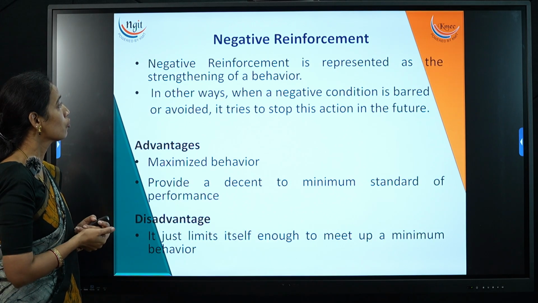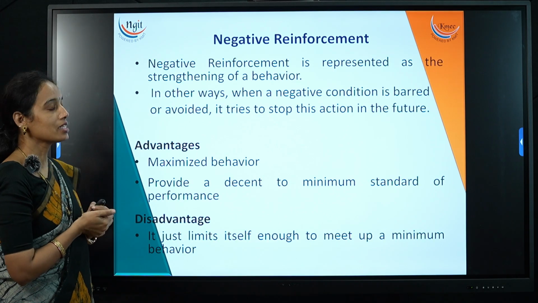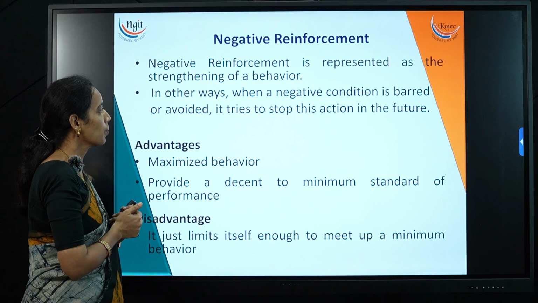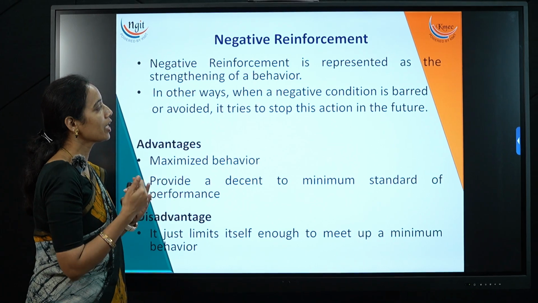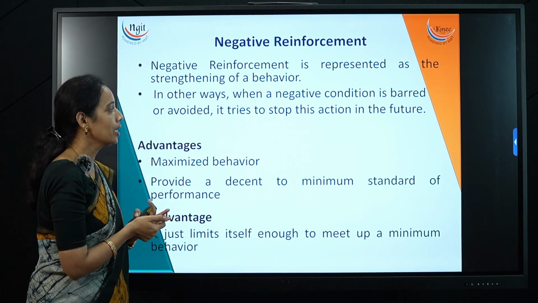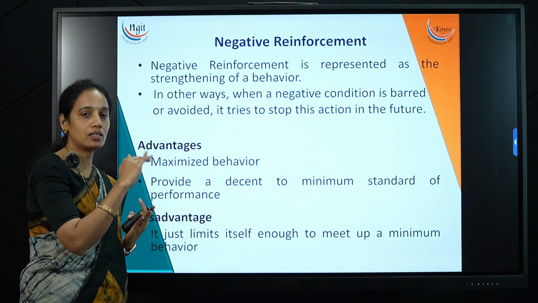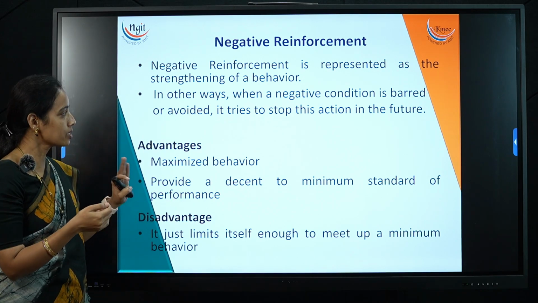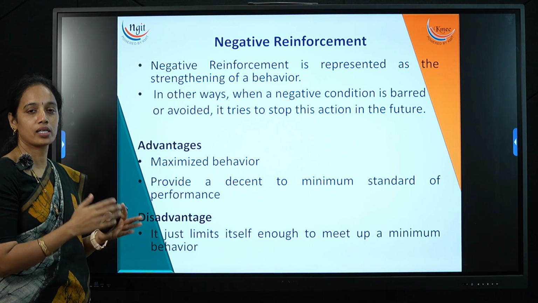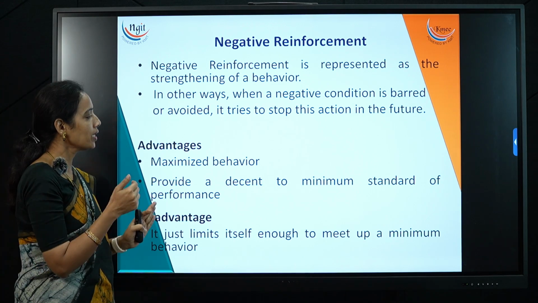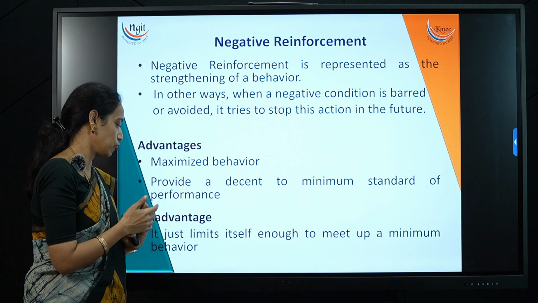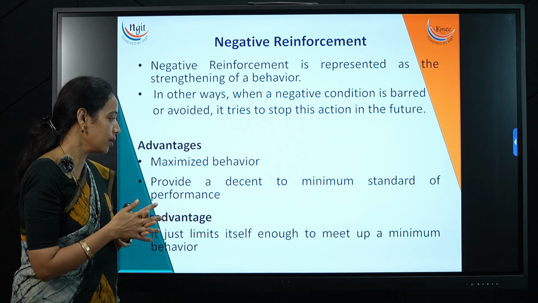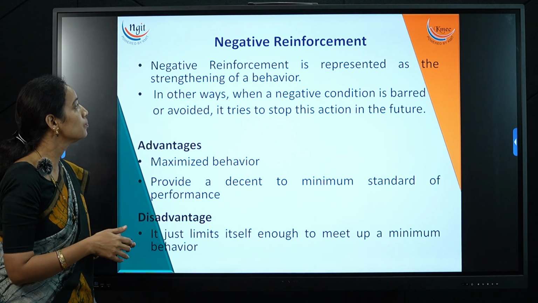Then negative reinforcement is represented as a strengthening of the behavior of an agent in a particular environment. In other words, when a negative condition is barred or avoided, it tries to stop that action in the future. The advantages are that it maximizes the behavior of the agent in the environment and provides a decent minimum standard of performance. The disadvantage is that it limits itself to just meeting a minimum behavior.